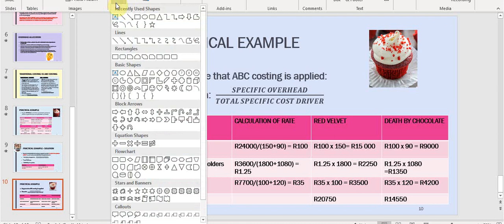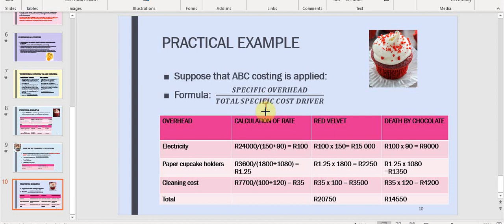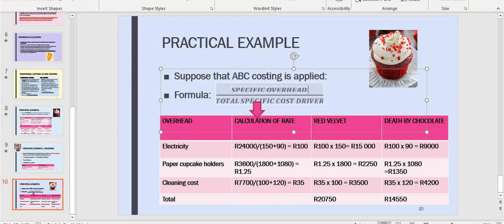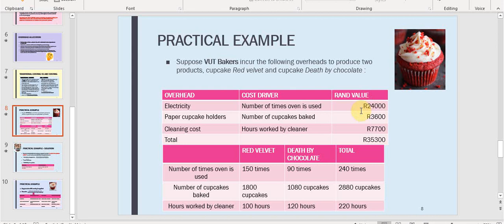I need to use that formula to calculate my allocation rate. I need to take the specific overheads in rand, and this will be in rand, just as a side note, and I need to divide it by the total of the specific cost driver. So if I look at my electricity bill, the total electricity bill was 24,000 rand. And the number of times the oven is used is the cost driver. So I have calculated the total for it.